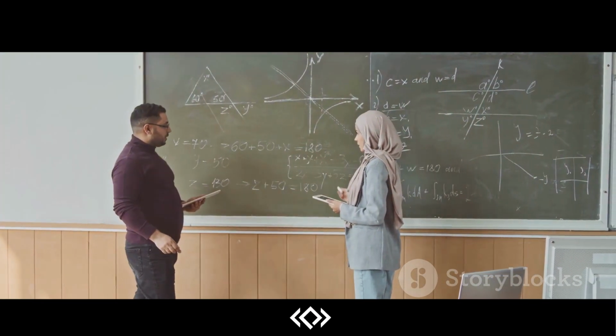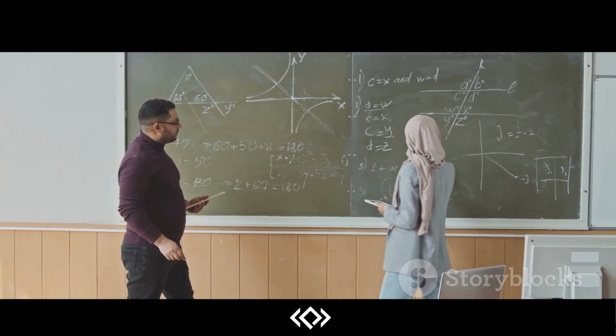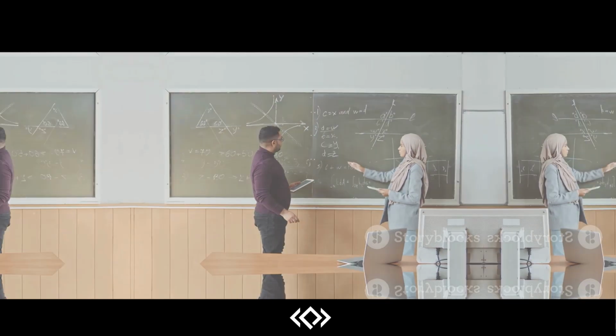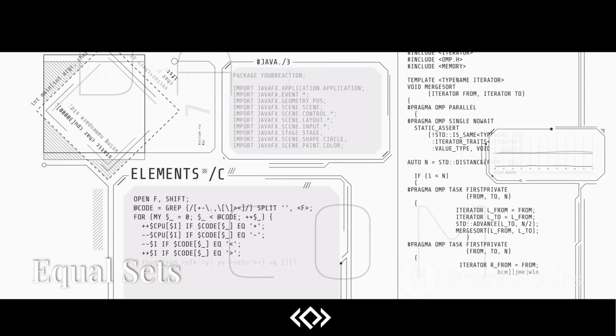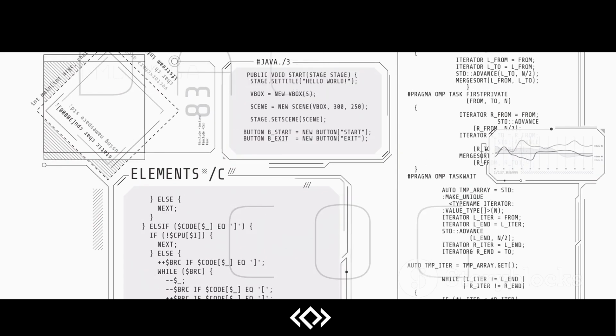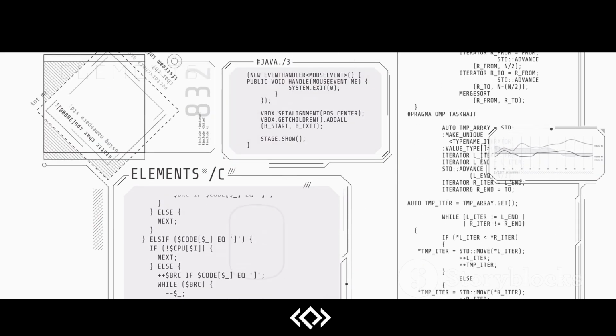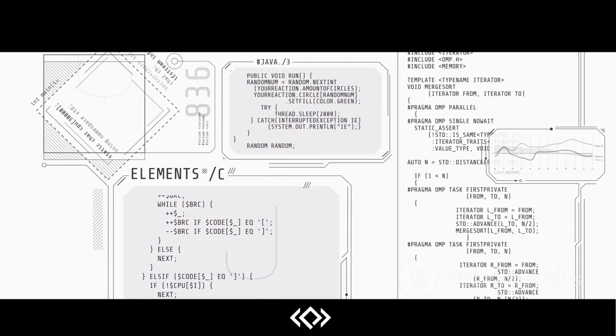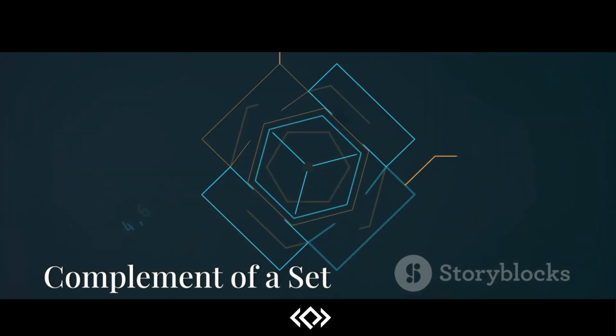Two sets are disjoint if they have no elements in common. For example, the sets {1, 2, 3} and {4, 5, 6} are disjoint. Equal sets. Two sets are equal if they contain exactly the same elements. For example, if A is {1, 2, 3} and B is {3, 2, 1}, then A and B are equal, denoted as A = B.